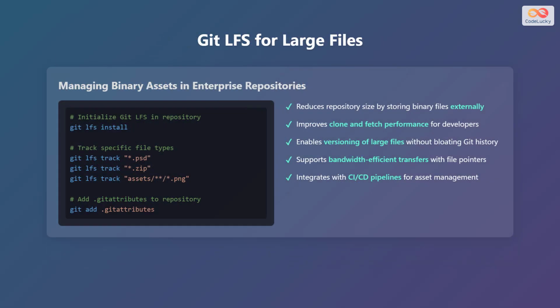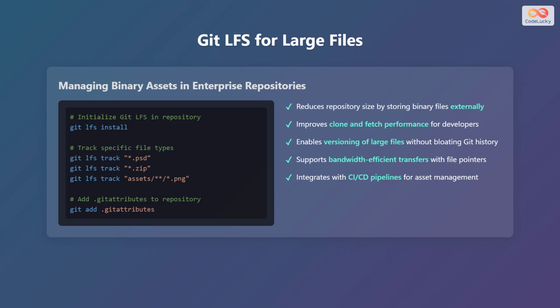Managing binary assets efficiently in enterprise repositories is made easier with Git large file storage. To initialize Git large file storage in a repository, use the command git lfs install. Track specific file types like Photoshop documents, zip files, and PNG images in assets directories using git lfs track. Then, add .gitattributes to the repository using git add .gitattributes.